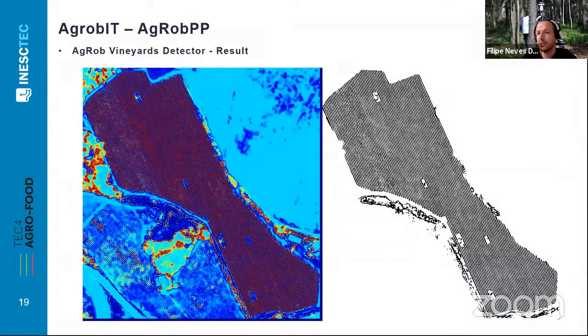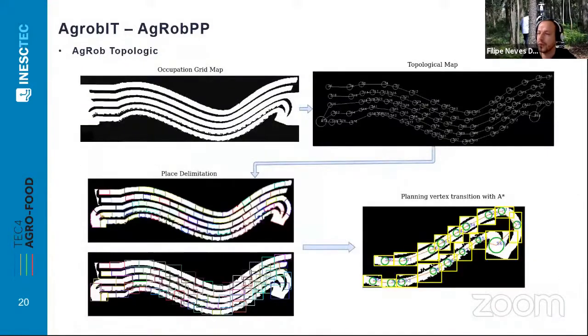Here we have some examples from some vineyards where we have been testing our robots. And from this aerial image, you can see on the left a typical occupancy grid map with white dots and black dots showing where the robot can navigate or not.